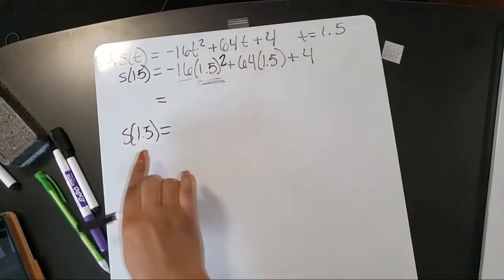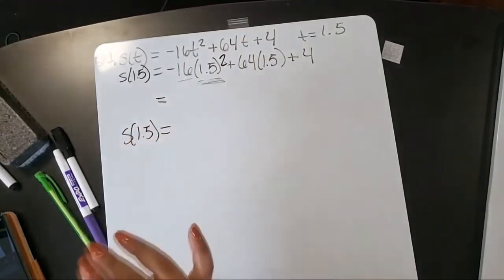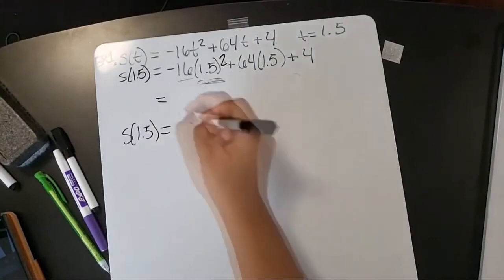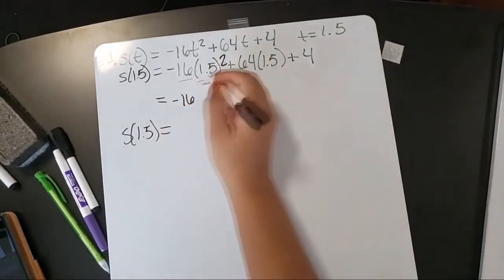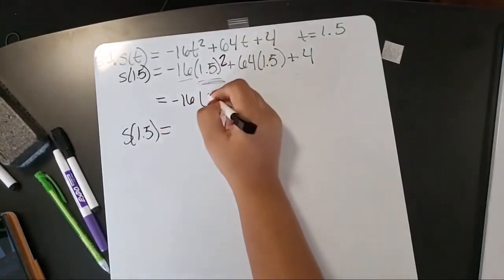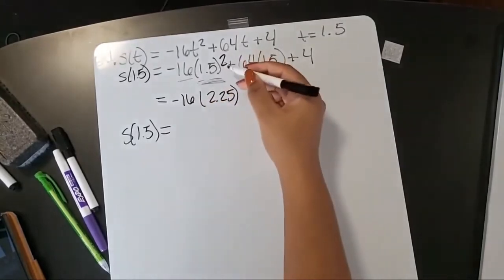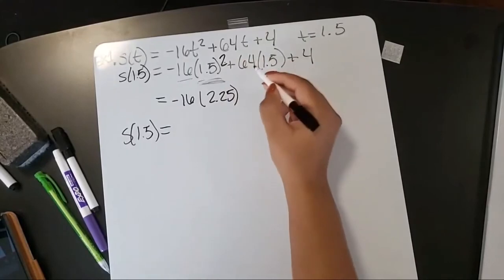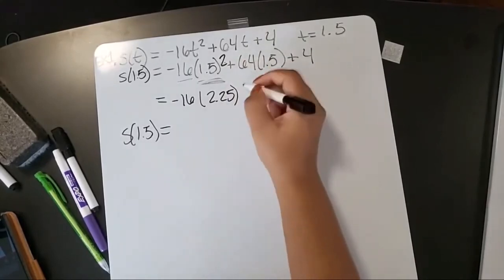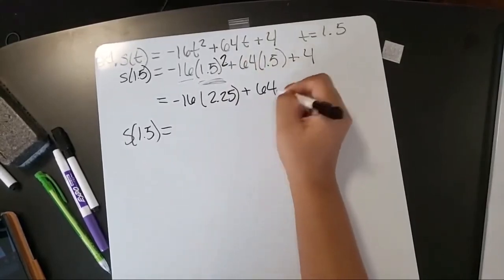This just symbolizes that this is what you plugged in for t. So our next line will be negative 16 times 2.25, which is 1.5 squared. Then we have, let's just bring this on down. Let's work out each step.